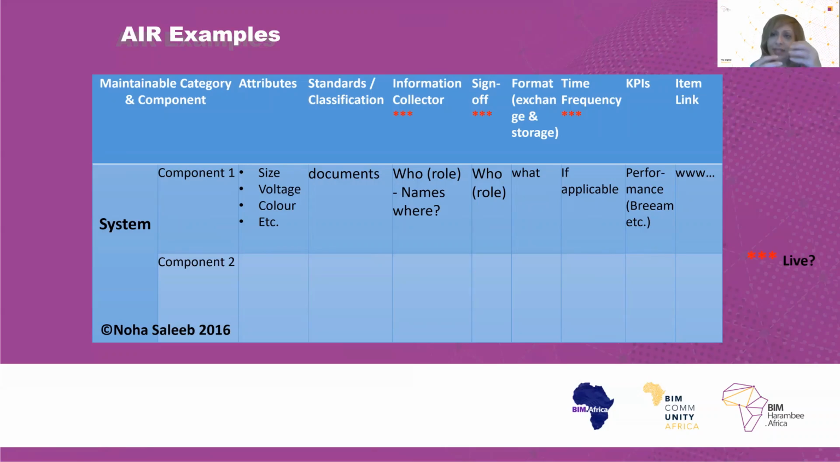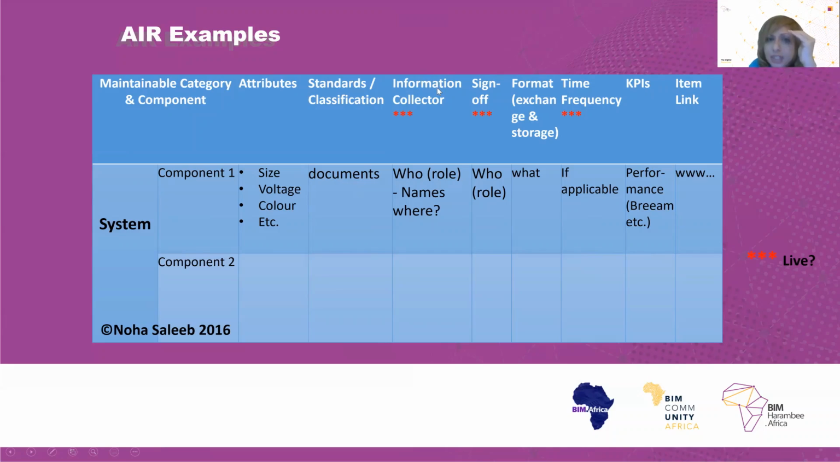Basically, the information that needs to be put in place and collected, okay? Because that is what the client or the appointing party wants in it. So for each component, in the columns, as you can see, I have put the different attributes of each component, the standards and classifications that are used as benchmarks to adhere to for the qualities of that component.